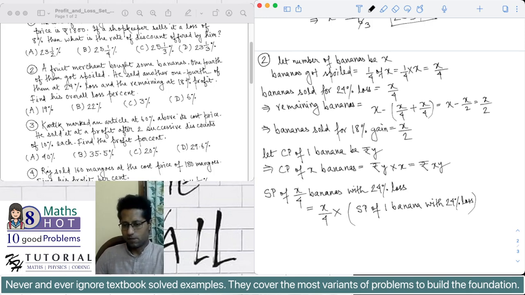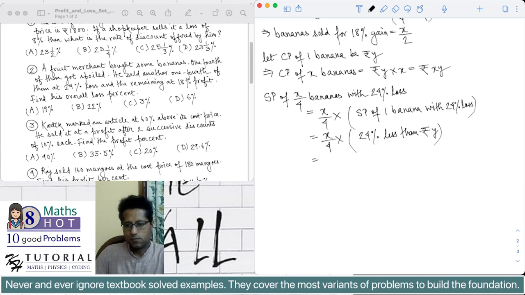Selling price is x by 4 multiplied by the selling price of one banana with 24% loss. Now what is the selling price of one banana with 24% loss? We know the cost price of one banana is rupees y. Therefore, the selling price of one banana with 24% loss is 24% less than rupees y.